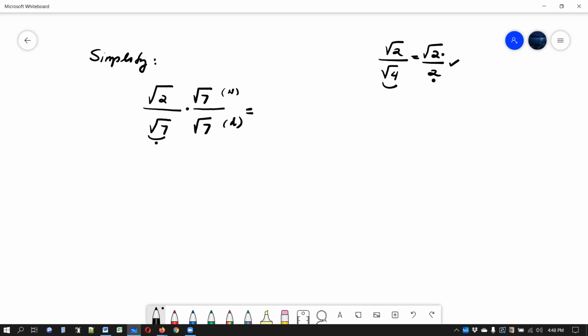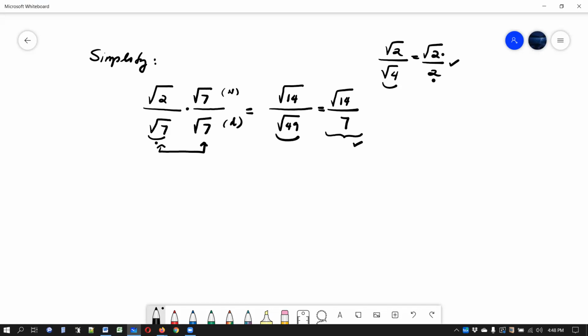And now look what happens. In here, I have basic multiplication of radicals. In the denominator, I get radical 49. In the numerator, I get radical 14. Nothing I can really do with radical 14, so it stays the same. But what is radical 49? 7. And this is my final answer.